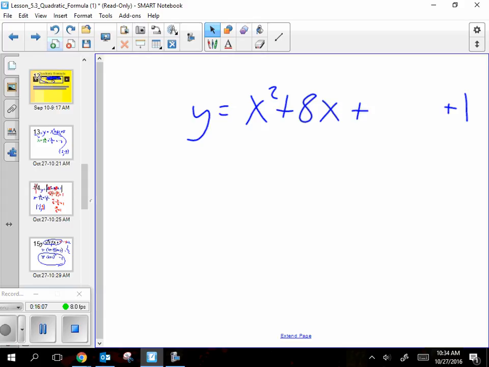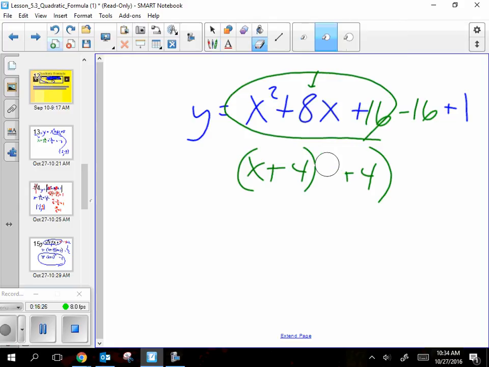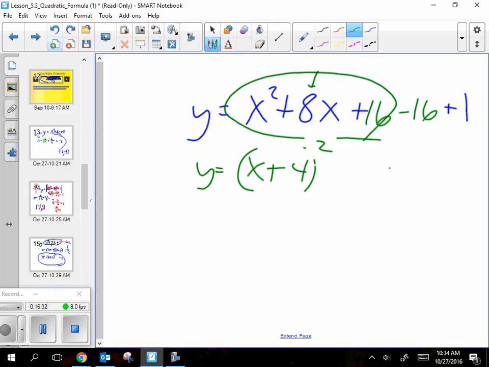Let's show you what it should have done. You should have said half and square. Half of 8 is 4. 4 squared is 16. Plus 16 minus 16. This part's perfect. X plus 4, which I could have just shortened up and said x plus 4 squared right off the bat. And that's shaping up to be vertex form.